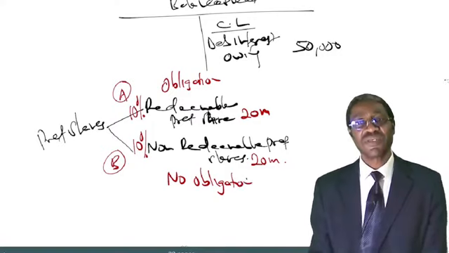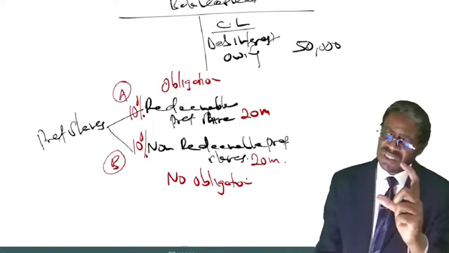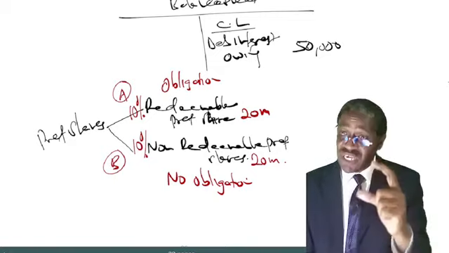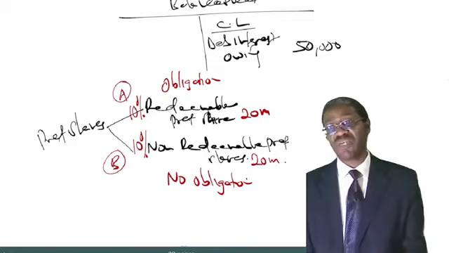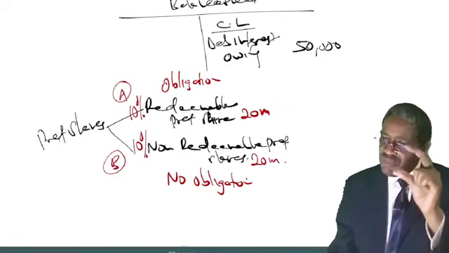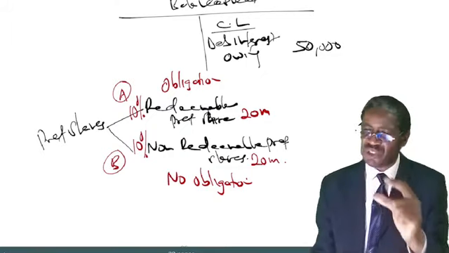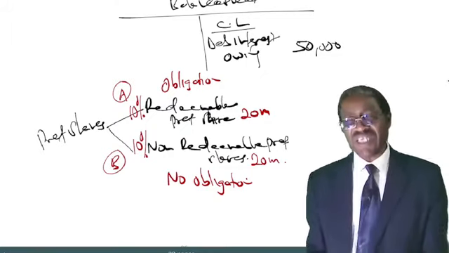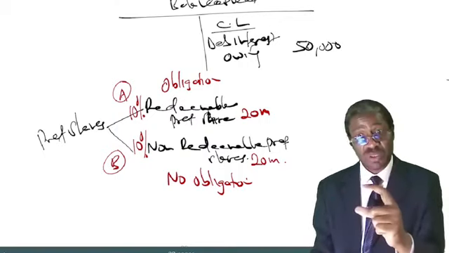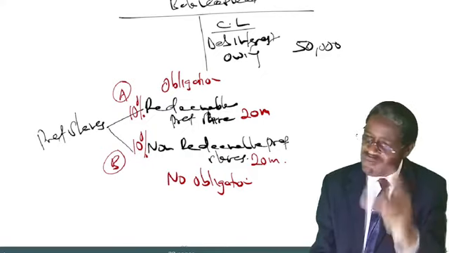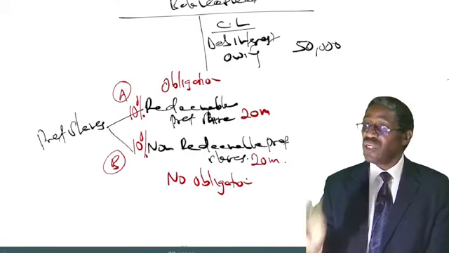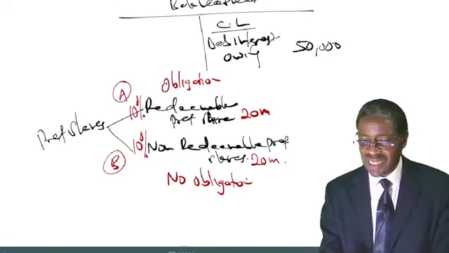Now, because Company A had an obligation to pay back the 20 million in future, that 20 million of the redeemable preference shares, you don't take it to the balance sheet as part of capital. No. You will take it to the balance sheet as a liability.